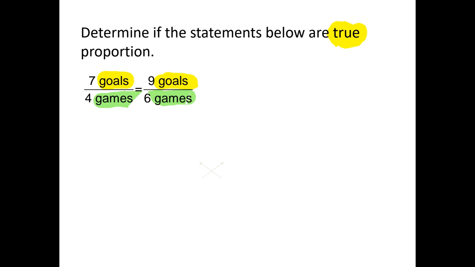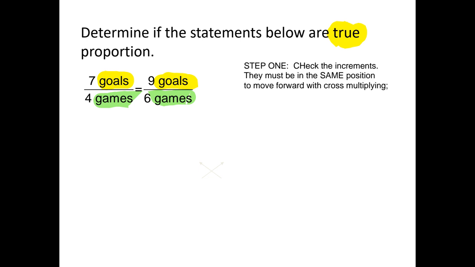Step 1. Check the increments. They must be in the same position to move forward with cross multiplying. Well, step 2 is going to take this number 7 and this number 6, and I'm going to put it here. That is going to give me 42.